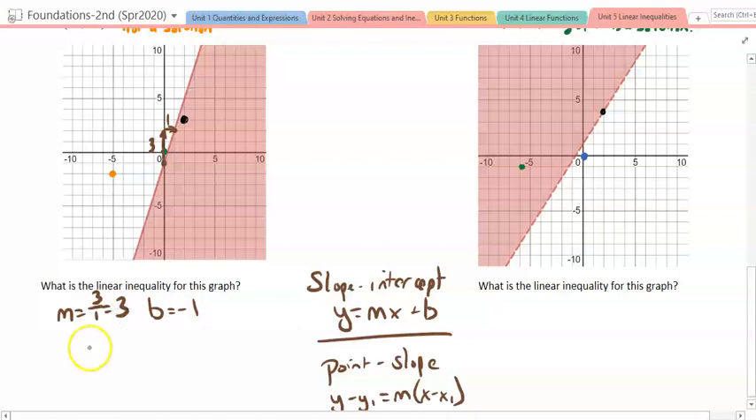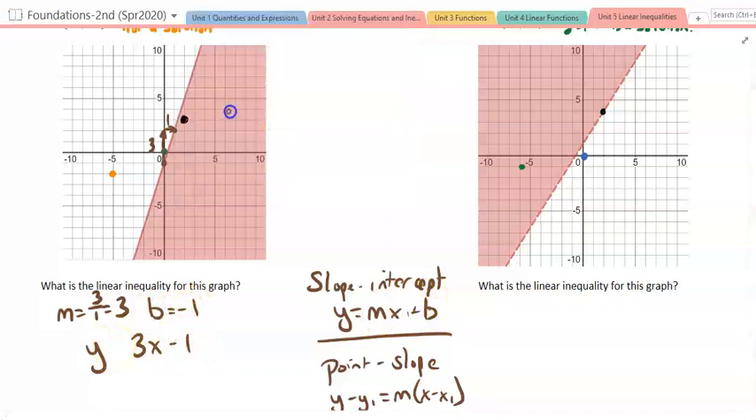And so what is my linear inequality? I'm going to have the y, and then I'm going to have 3x minus 1, the 3 from the slope, that's our m, and the b, the -1, being the y-intercept. Now, I haven't filled in the inequality yet, and that's going to be the last part of this. What inequality symbol is going to go here? Well, my line is solid, so it has to be equal to, so I'm going to have that equal to bar on the bottom. If the line was dashed like it is in number 4, then I'm not going to have the equal to bar.